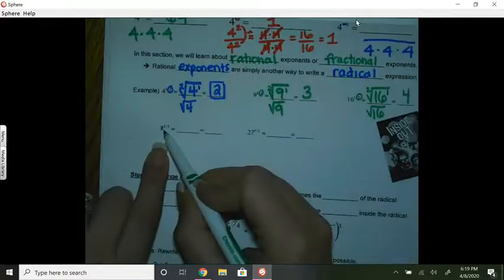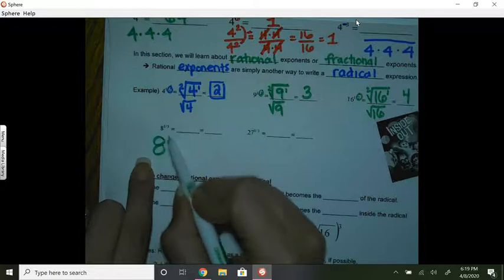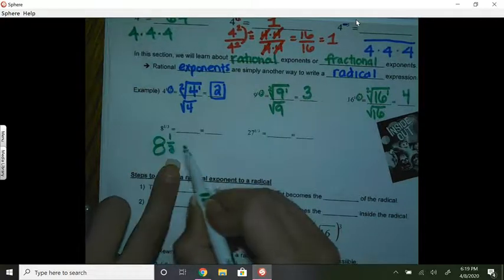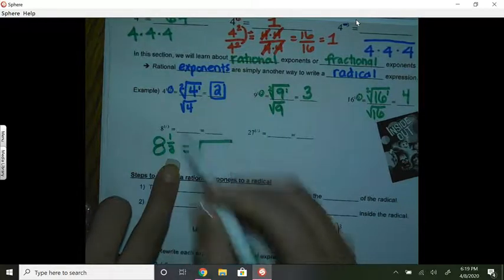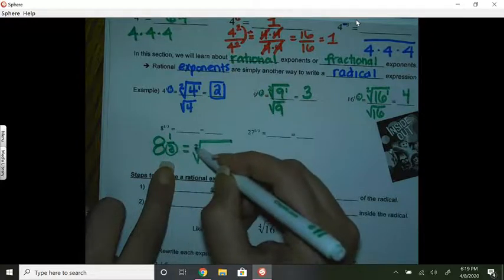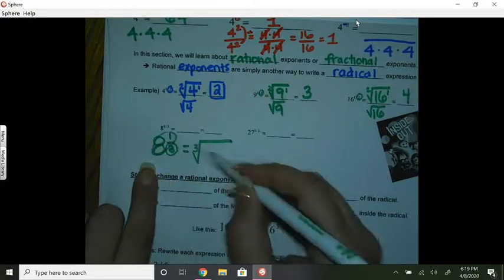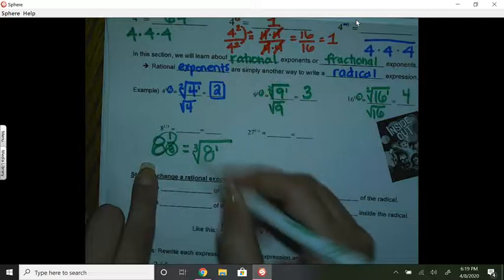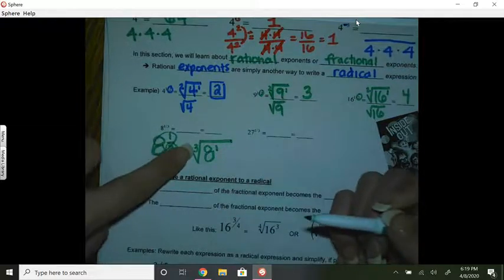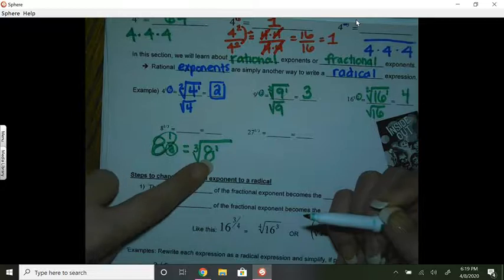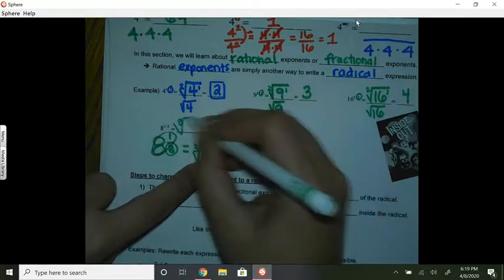If we had 8 to the 1/3, all that represents is a radical. The denominator goes here as the index, and the 8 to the first power can go inside or after it. This is saying what times itself 3 times is 8. So the cube root of 8 is 2.